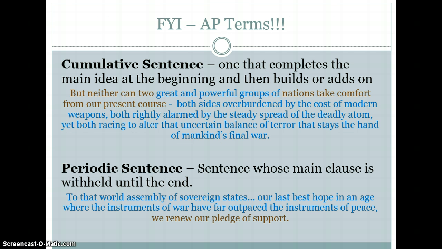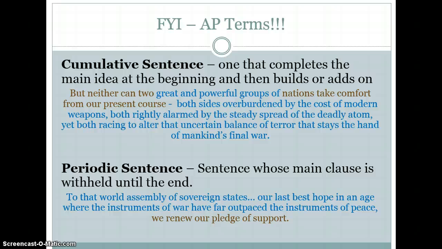Here's two things that you should know in regards to sentences. These are not on the grammar test, but I think they're important to point out because they are kind of AP terms and they may very well show up on the exam. Cumulative sentences have to do with the way the sentences progress. A cumulative sentence has the main idea, completes it at the start, and then builds or adds on. For example, this is from John F. Kennedy's inaugural address. But neither can two great and powerful groups of nations take comfort from our present course.